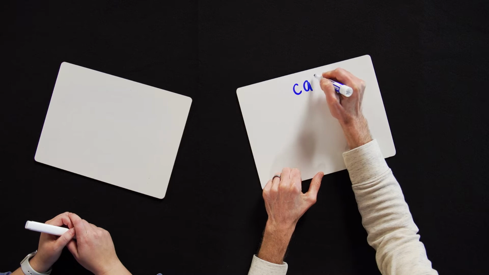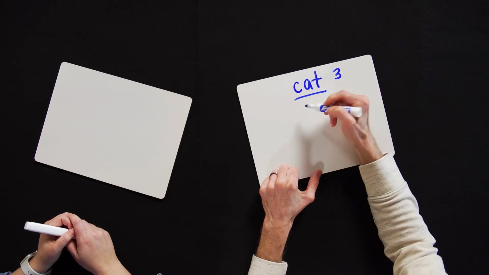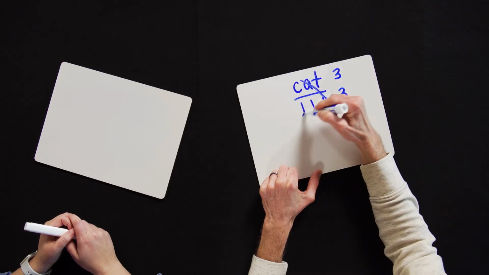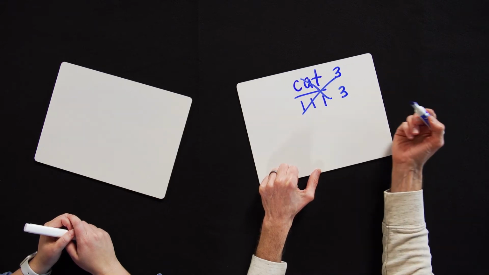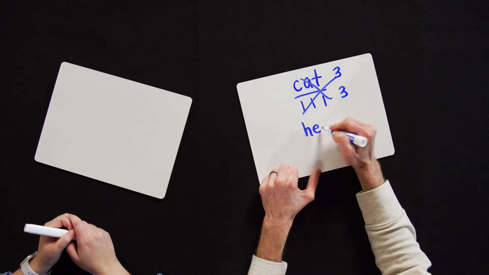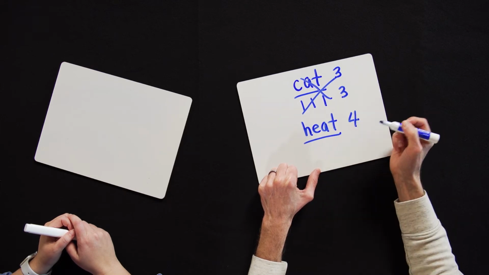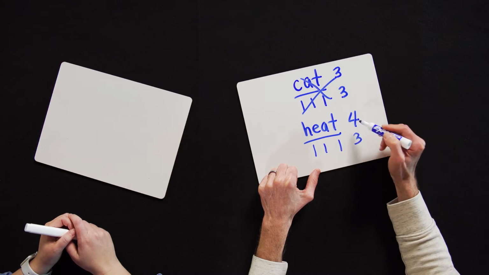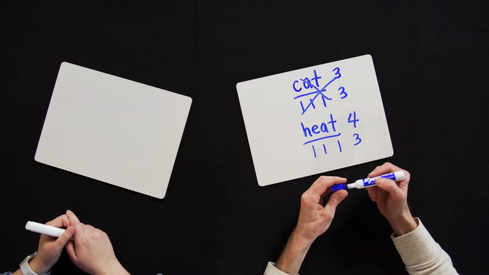So a word like cat has 3 letters, but it also has exactly 3 sounds. K, a, t. So that would not count in this activity because it does not have more letters than sounds. On the other hand, let's think of a word like, let's say, heat. Heat has 4 letters, but it only has 3 sounds. Eat. So it has more letters than sounds. Can you think of other words like this that have more letters than sounds?